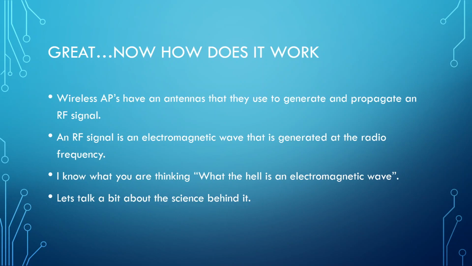So now that we know what APs do, how does an AP do its job? Wireless access points have antennas, and these antennas are used to generate and propagate an RF signal. They're also used to receive RF signals as well. An RF signal is what we call a radio frequency signal. It's an electromagnetic wave that's generated at the radio frequency.